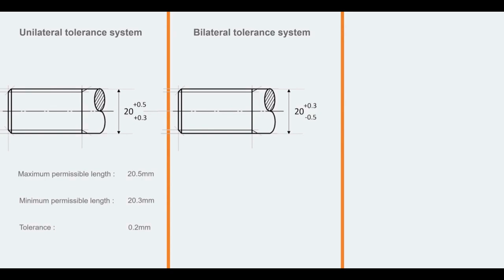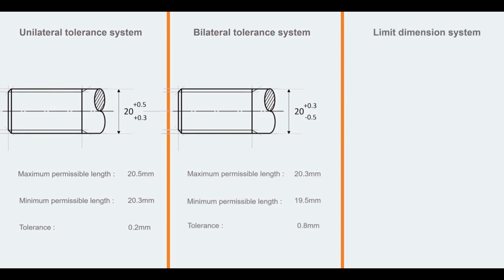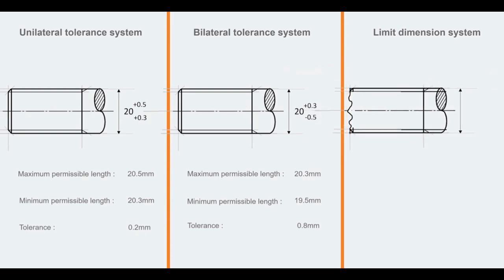In the third dimensioning system, that is, the limit dimension system, the size and deviation of the part are specified by only the maximum and minimum dimension. For example, in this rod, the tolerance is given as the lower limit to be 20.3 mm and the upper limit to be 20.5 mm.